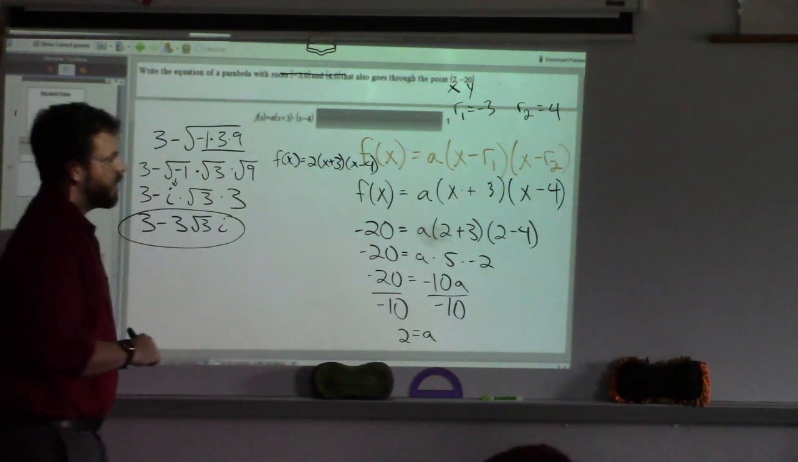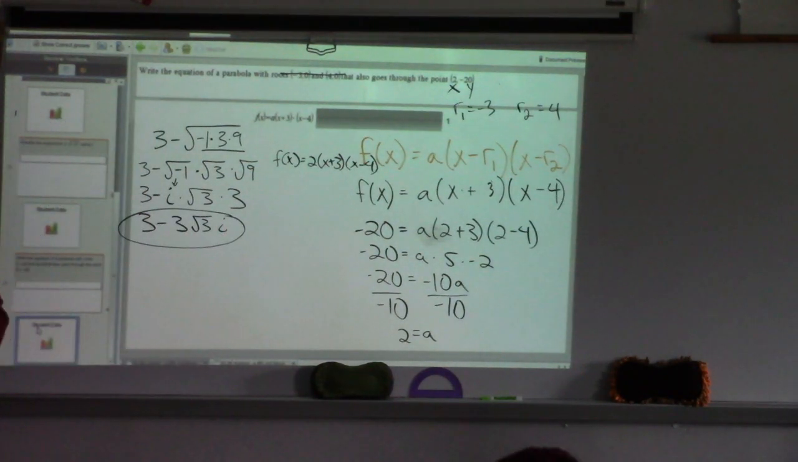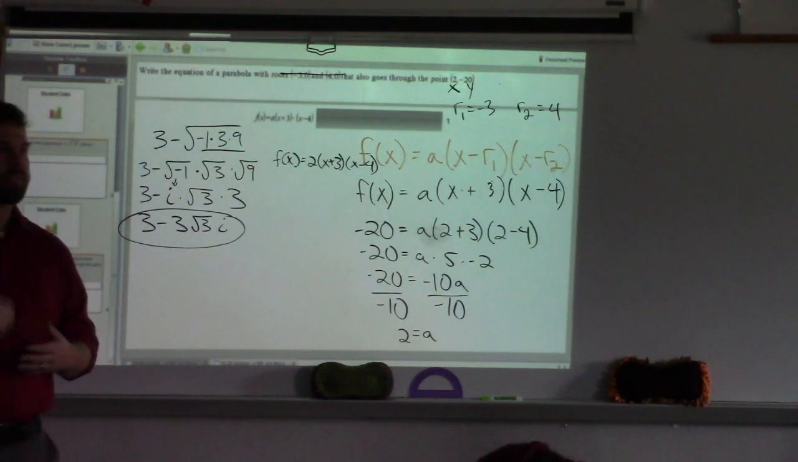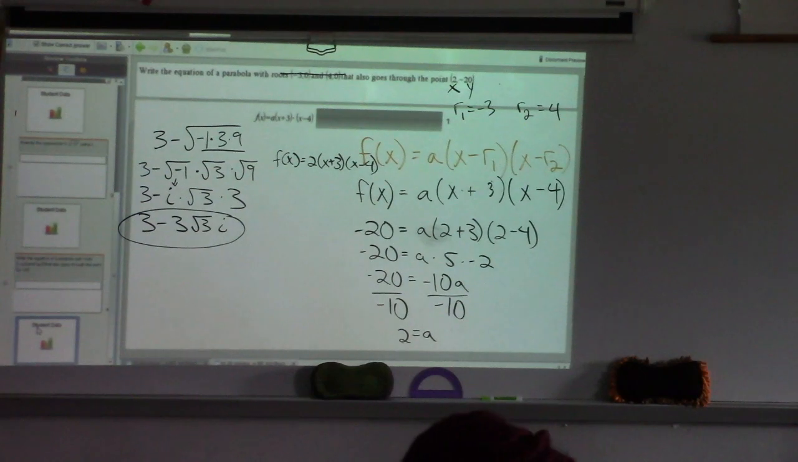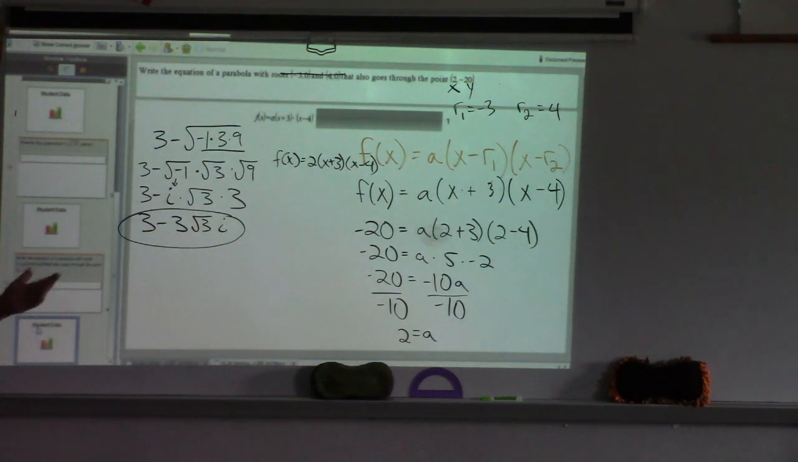So f of x equals 2 times x plus 3 times x minus 4. You've got to recognize that I'm going through that point, so I'm going to substitute in my x and my y. I asked you to write the equation.